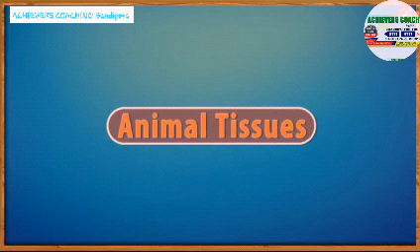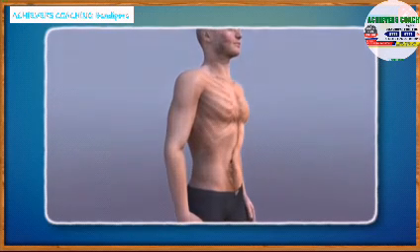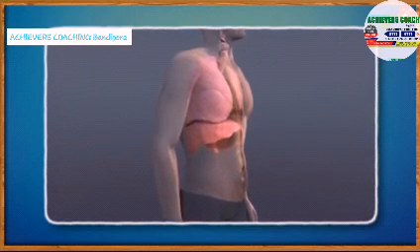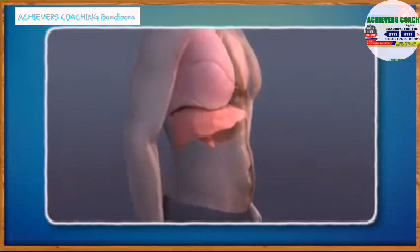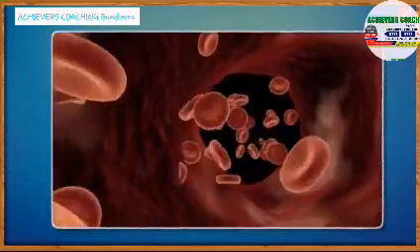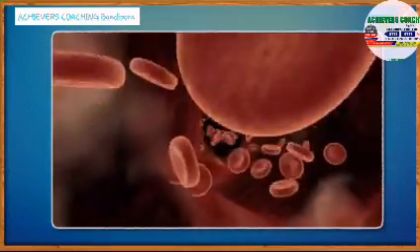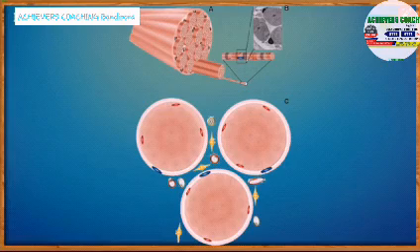tissues. When we breathe, we can actually feel the movement of our chest. We have specialized cells called muscle cells. The contraction and relaxation of these cells result in movement. Blood flows and carries various substances from one part of the body to the other. Blood and muscles are both examples of tissues found in our body.